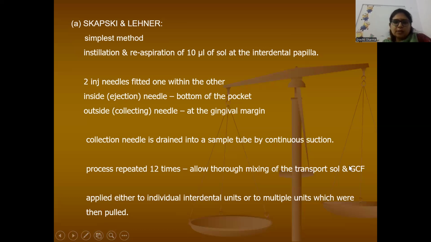This process was repeated 12 times, which allows thorough mixing of the transport solution and GCF, applied either to individual interdental units or to multiple units, which were then pooled.